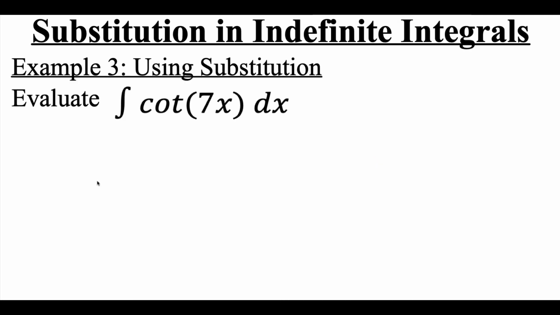In this example, we're going to look at evaluating the integral of the cotangent of 7x dx. Now, we can't actually do any substitution right away. We're actually going to have to use a trig identity first and then do some substitution with it after.